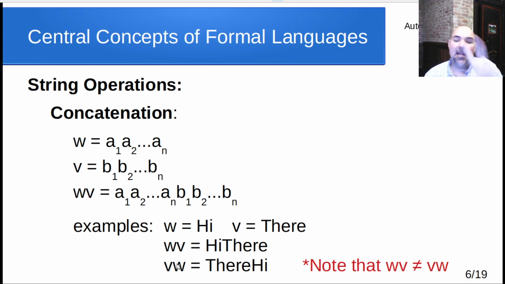And we could concatenate them in the other order as well. And then we'll get another string that way. And that's an important thing to note. In that case, we'll get therehi, again, no space. And one thing to note is WV is not necessarily the same as VW. In other words, that concatenation operation could give a different result depending on which order you perform the concatenation. And that makes sense. It's probably something you're used to seeing.